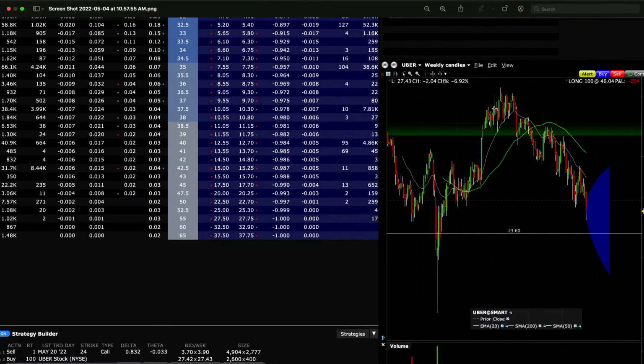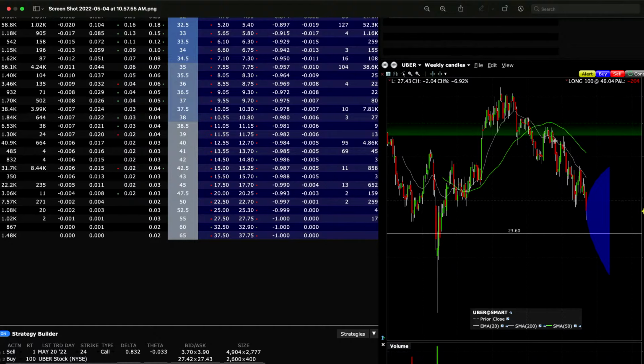But here's the stock, and these are the weekly candles. So we're looking back quite a ways. And I have set this line here at 23.60. That's the amount that I'm going to pay today, $2,360 to buy 100 more shares. Now remember, I bought some shares up here when the stock was trading at $42 in my cost basis.